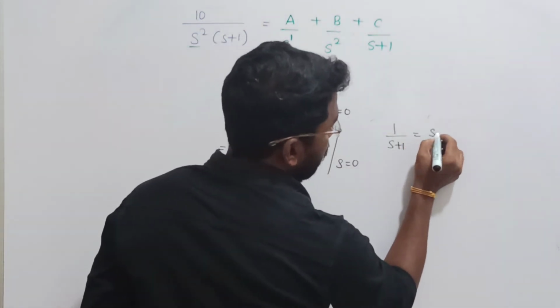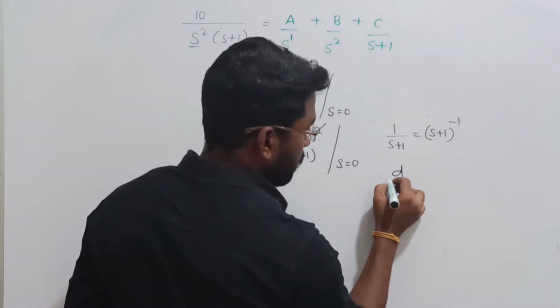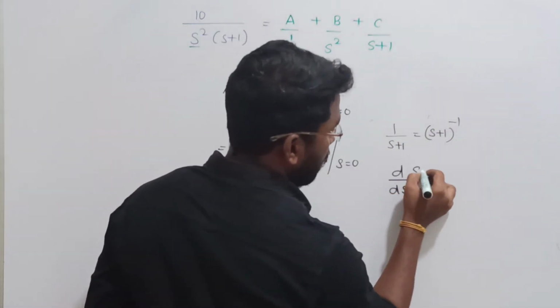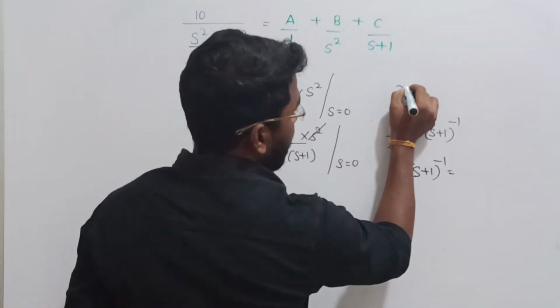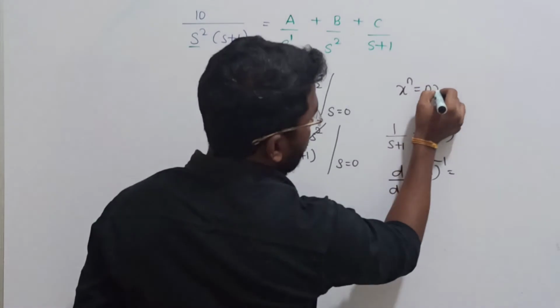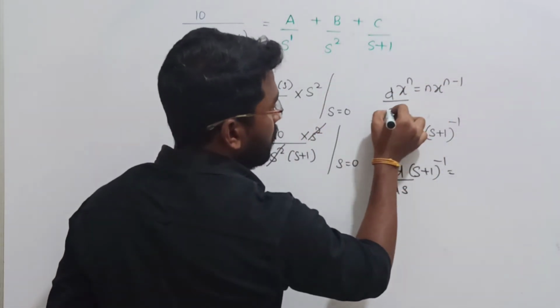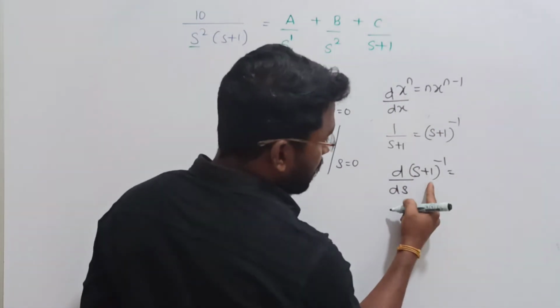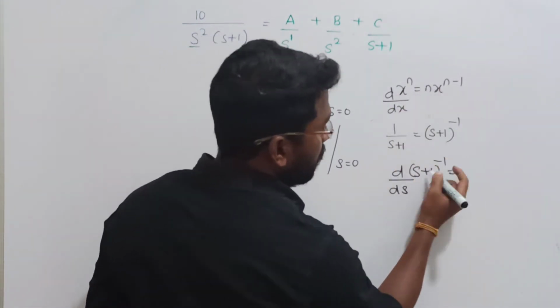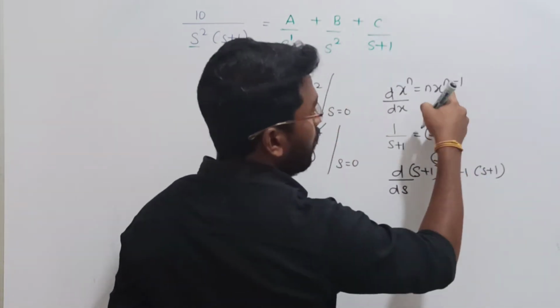How can we write this? S plus 1 whole inverse. If I differentiate this function with respect to s, d by ds into s plus 1 whole inverse can be written as, what do we know? x power n differentiated gives n into x power n minus 1. Differentiation of x power n with respect to x. So what we are going to apply here in the same way, if I differentiate this function with respect to s, this is my n, that is going to be minus 1 into s plus 1 in the power n minus 1.